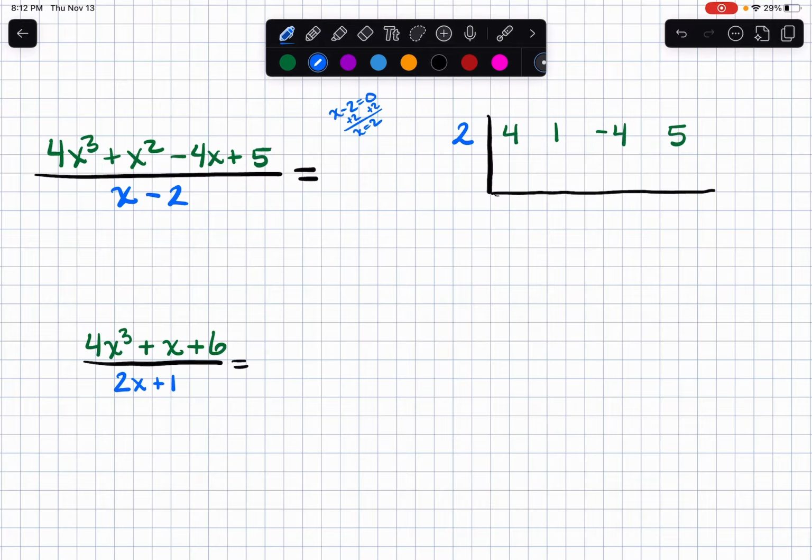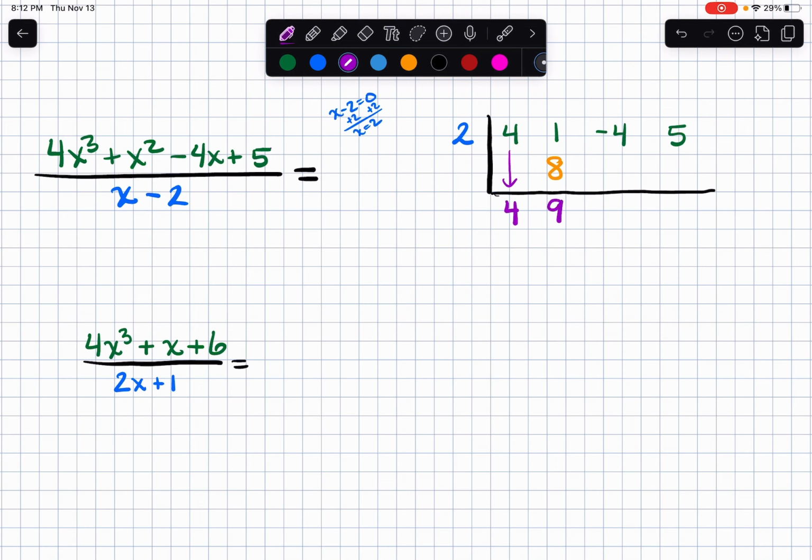And then I'm going to do a really easy, repeatable algorithm that's going to bring me straight to my result. So my first step is I'm going to take my leading coefficient, copy it down here. Then I'm going to take that 4, multiply it by my 2. 4 times 2 gives me 8. Then I'm going to add my 1 and my 8. 1 plus 8 gives me 9.